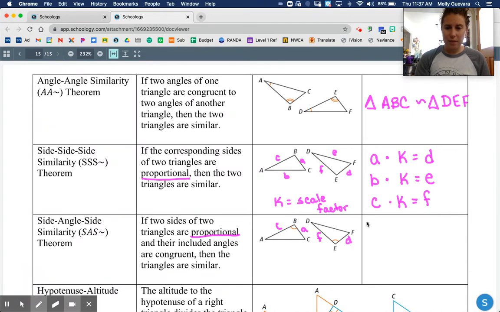So if C times K, right, my scale factor, equals F, and A times K equals D, and angle B is equal to angle E, then I can say that triangle ABC is similar, not congruent, to triangle DEF.